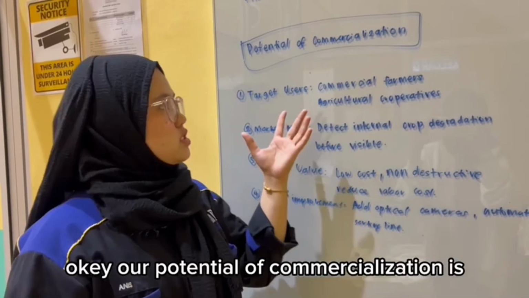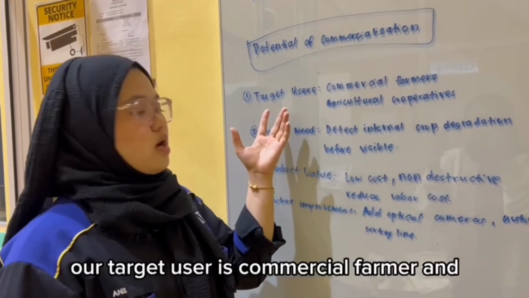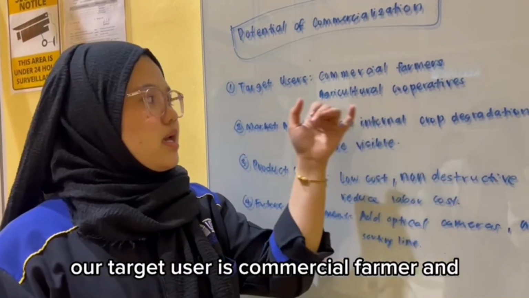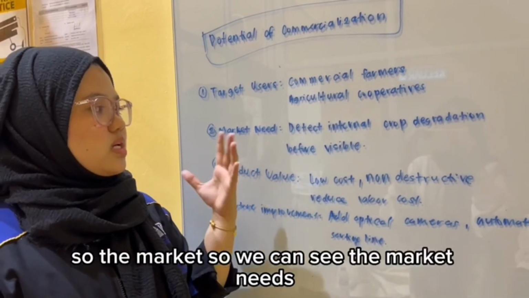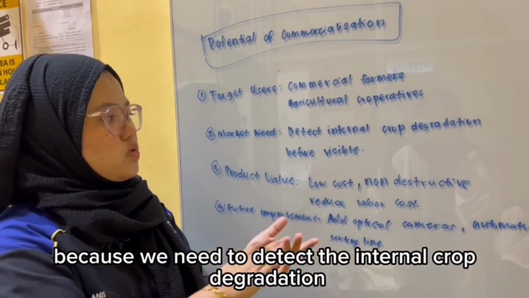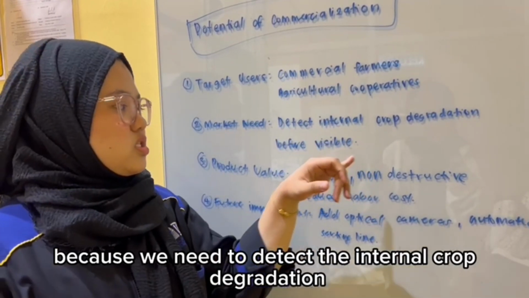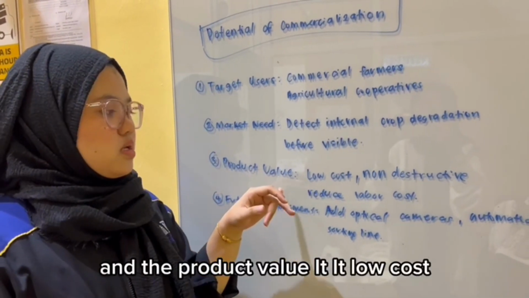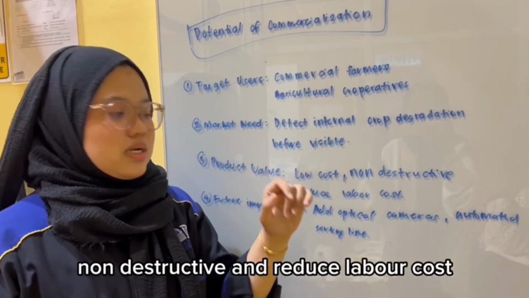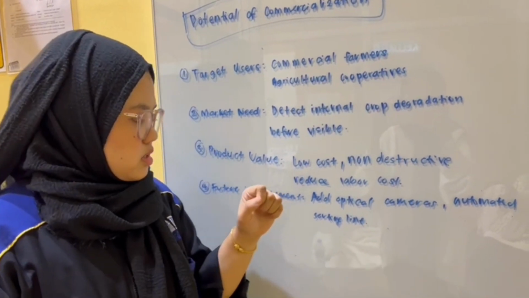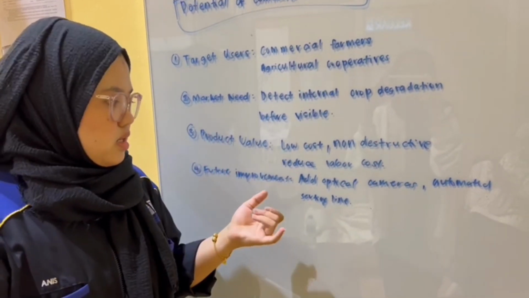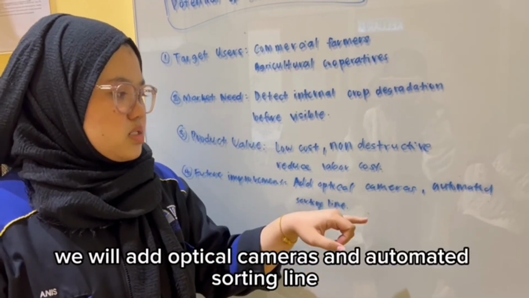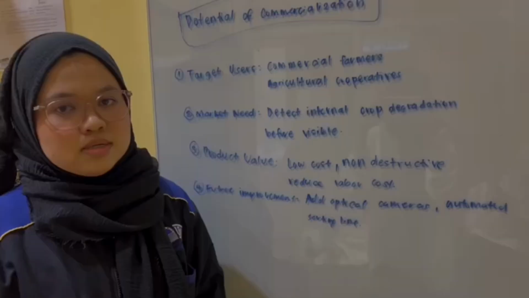Okay, our potential for commercialization is, our target users are commercial farmers and agricultural corporations. We can see the market need, because we need to detect internal crop degradation before it is visible, and the product value is low cost, non-destructive, and reduced labor cost. For the future improvement, we will add optical cameras and an automated sorting line.